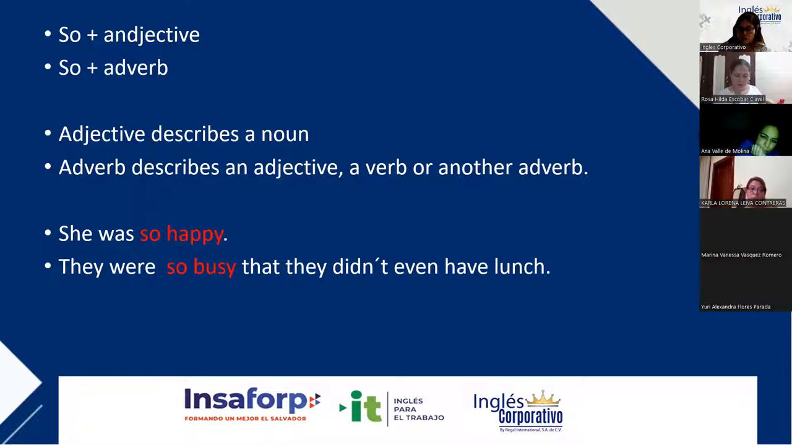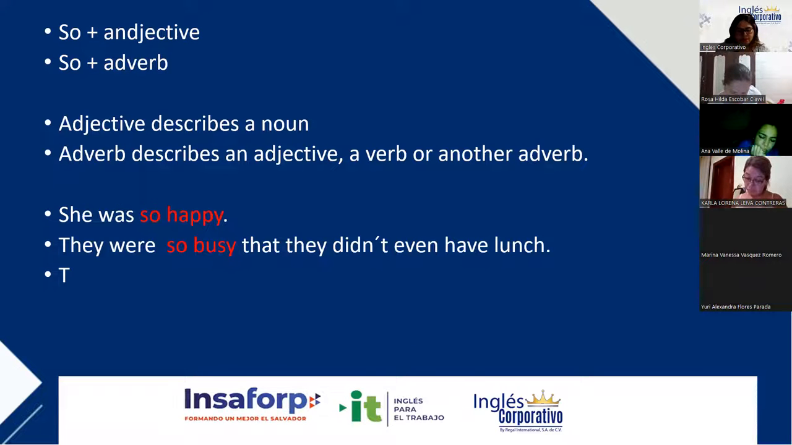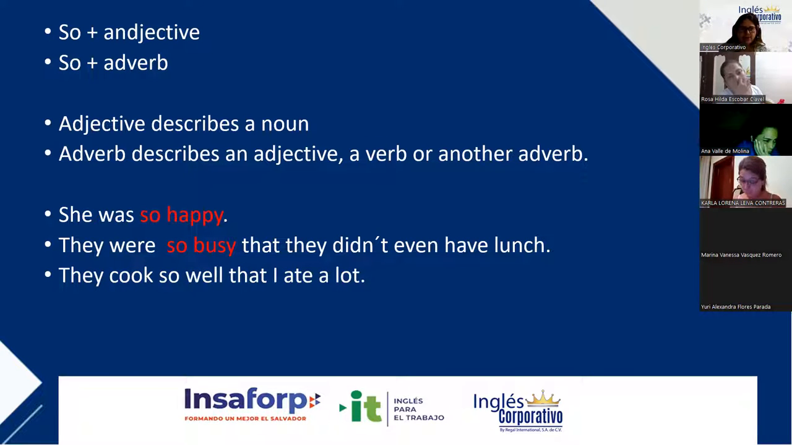Ahora, I want to use it with an adverb. They cook so well that I ate a lot. See? Cook well. Acá es un adverb. Y este adverb está modificando cook. ¿Sí? Any question?